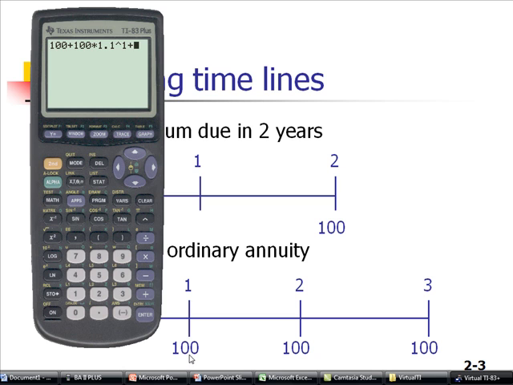Okay, then let's look at this other $100, and it actually has 2 years to sit there and grow. So for it, I'm going to take the 100 times 1.1 to the power of 2. So I'll square that. And what do I get? $331 altogether is the future value of that annuity.